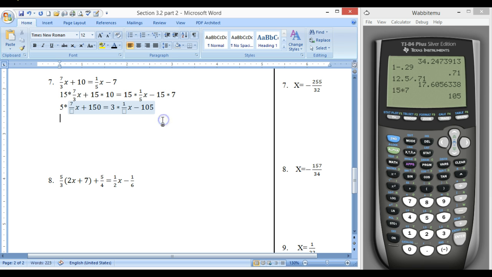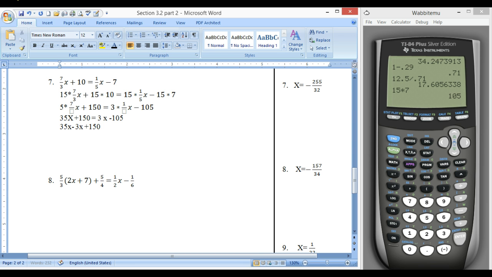Okay, so on this left-hand side, because the 3 did cancel out the 15, I am still left with the 5. So I need to multiply 5 times 7, which gives me 35x. And then I have my 150 here, and equals 3 times 1. It's just a 3, so that's nice. x minus 105. So it looks exactly like the other problems, and we just combine the x's. I'm going to go ahead and move my 3x over. So I have 35x. And if you want to go ahead and write minus 3x, that's fine.